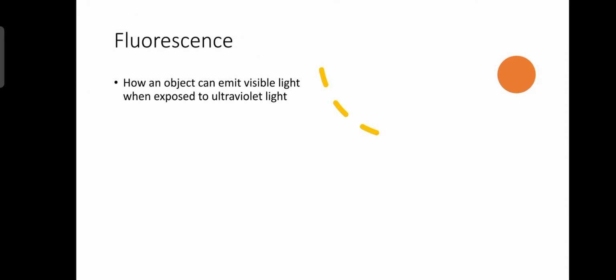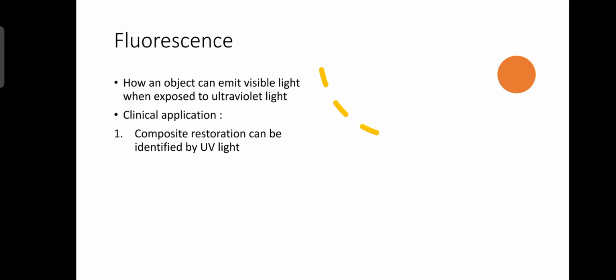The second vocab is fluorescence. Fluorescence means how an object can emit visible light when exposed to ultraviolet light. Our natural teeth have good fluorescence ability. Is that clinically applicable? Yes, it's applicable.